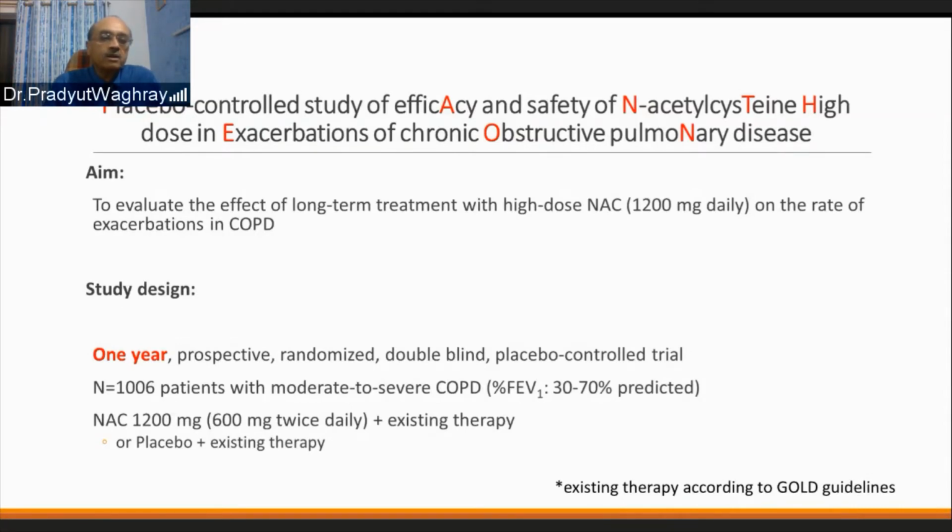About 1,000 patients were taken into the study who had moderate to severe COPD, whose FEV1 was between 30 to 70% of predicted. The first group comprised NAC 600 mg twice daily plus existing therapy as per the GOLD guidelines. The second group was placebo without NAC plus existing therapy. Then they looked at the effects of NAC on the efficacy and safety in exacerbations of COPD.